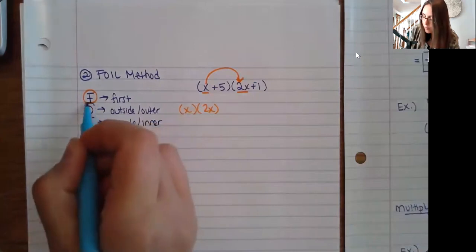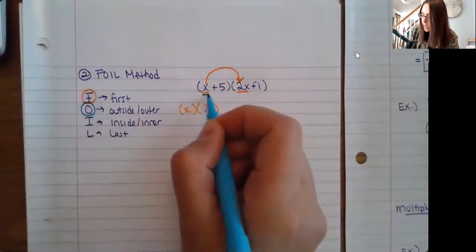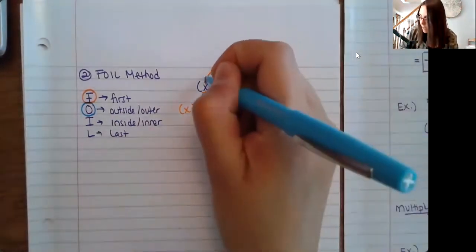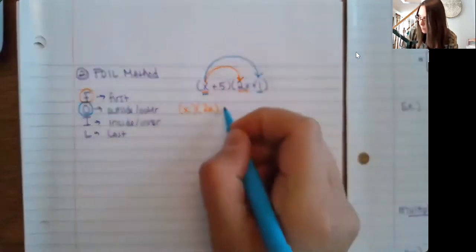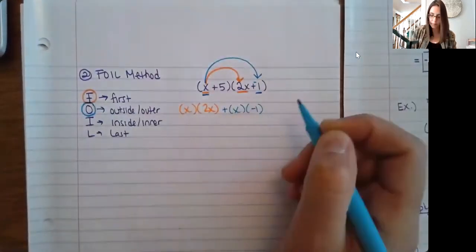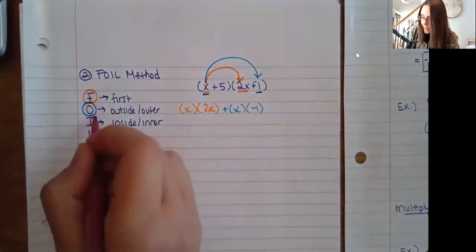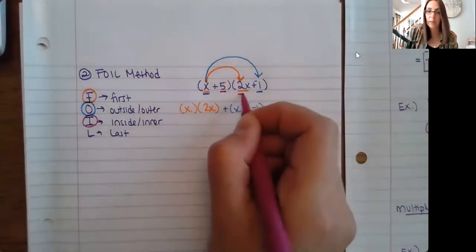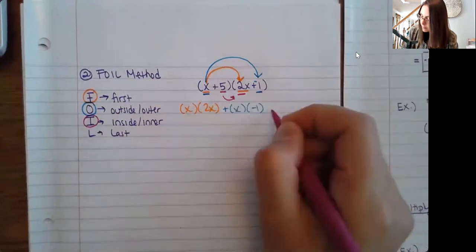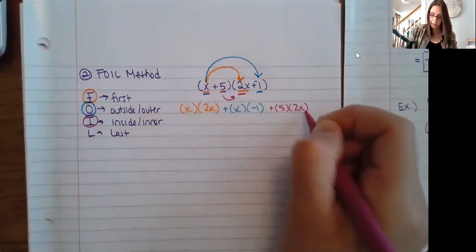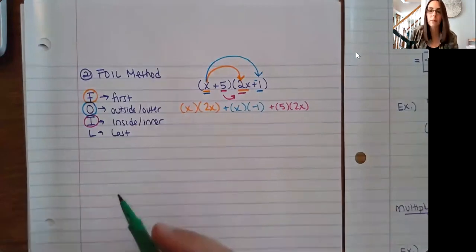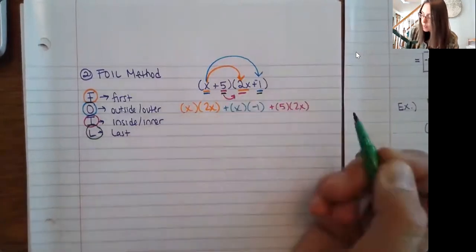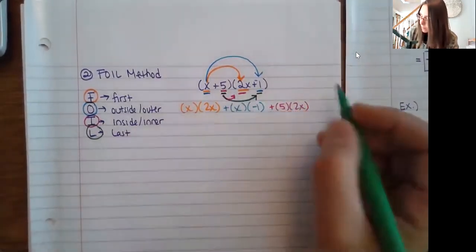Now, your outer means your outside values. So here's outside and outside. So it's the two outermost values. So you're going to take that x and multiply by that -1. I stands for the inside values, or the two innermost ones. So you're looking at the 5 and the 2x. And L stands for last. So it's the last term in each group. So that 5 and the -1.